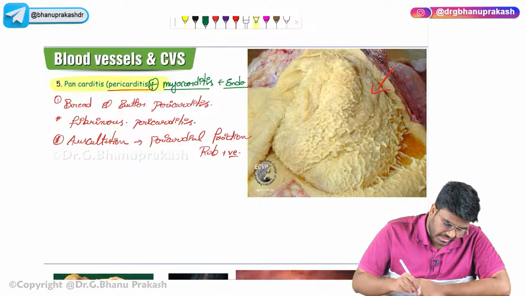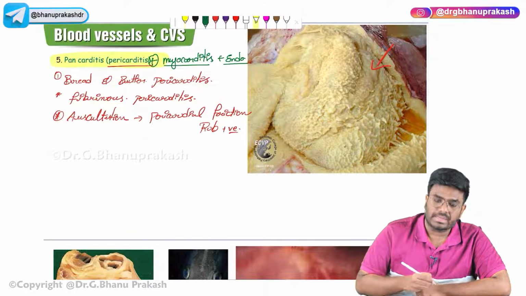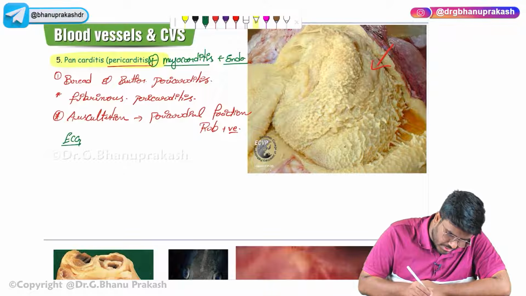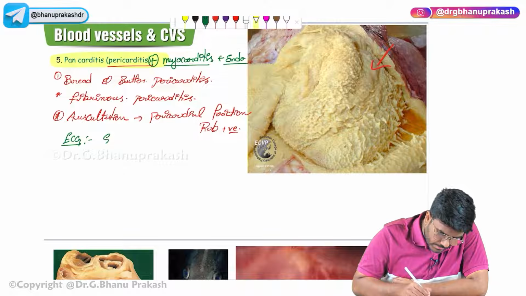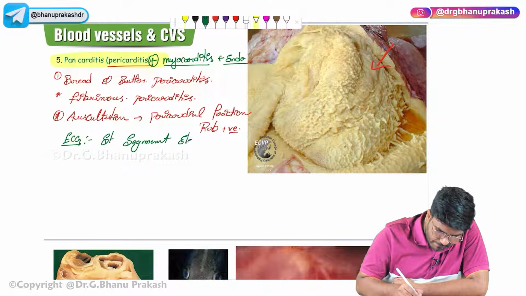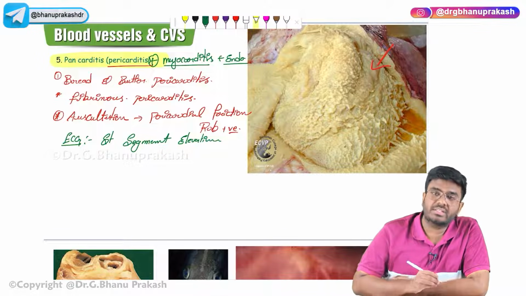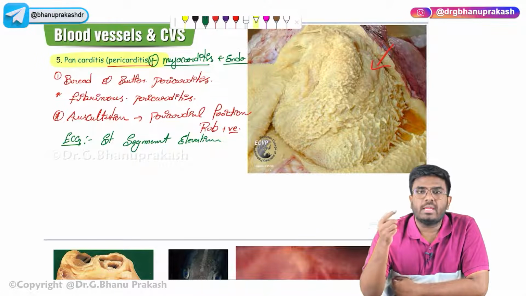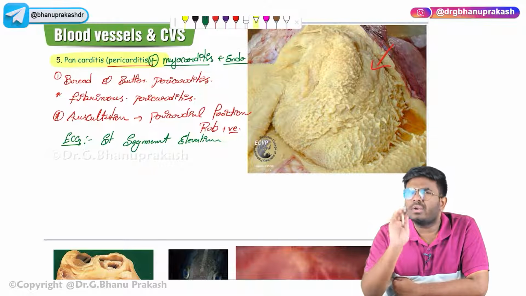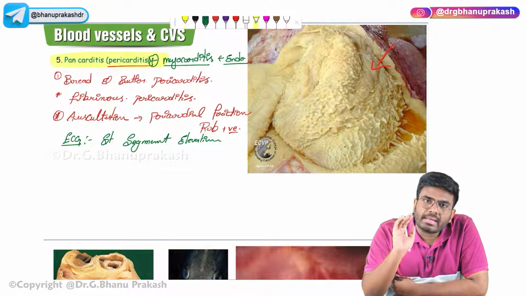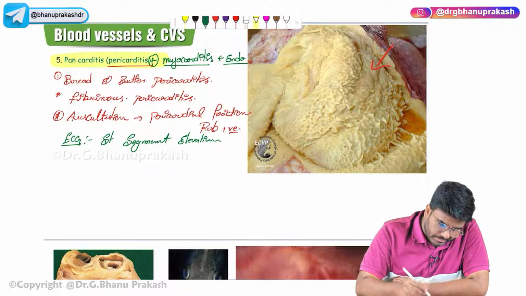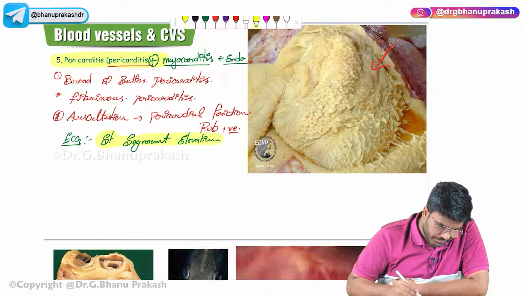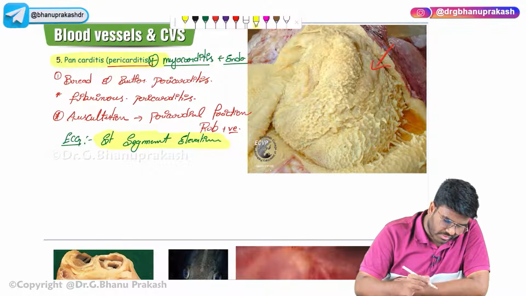Now, what kind of ECG changes are going to be seen? If a patient is having pericarditis, what can you appreciate on ECG? You can appreciate that ST segment elevation is going to be seen. Most of the students only know that ST segment elevation is seen in STEMI, ST segment elevated MI. But not only in myocardial infarction, even in pericarditis the ST segment is going to be elevated. That's the point which I want you to know.